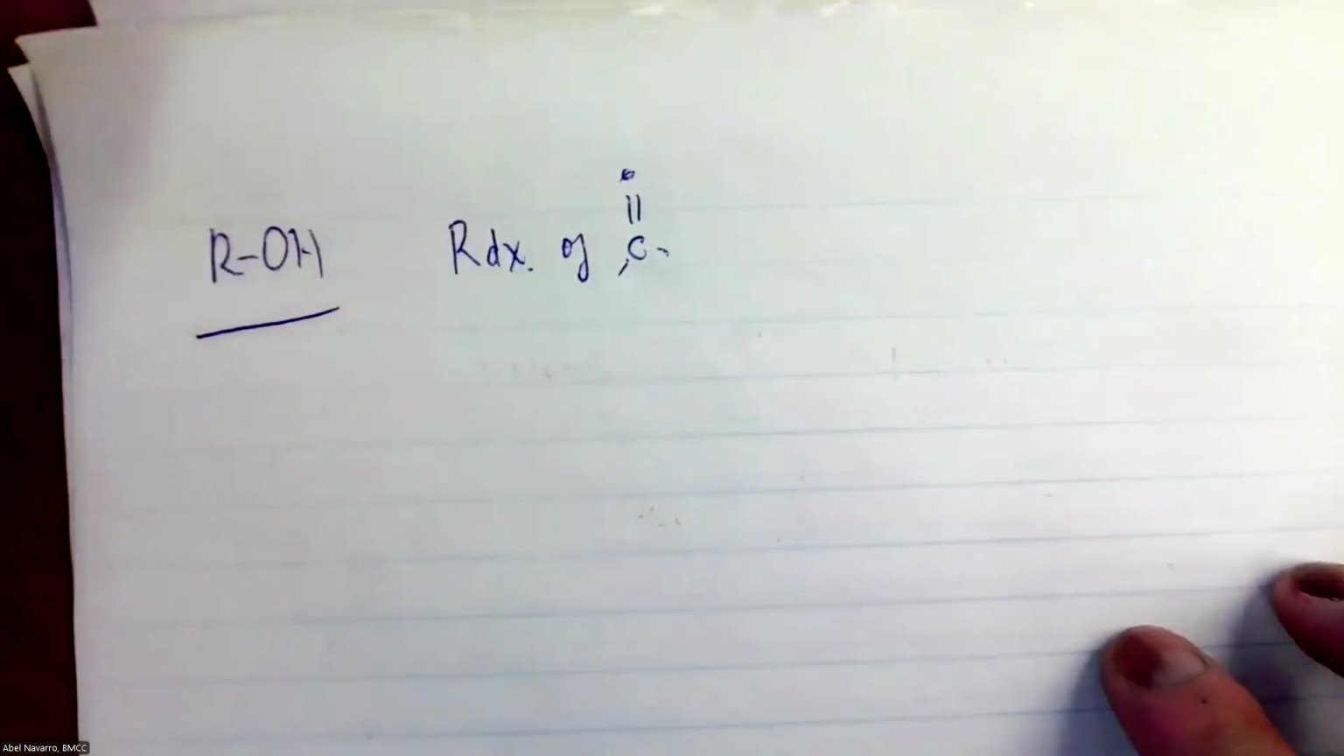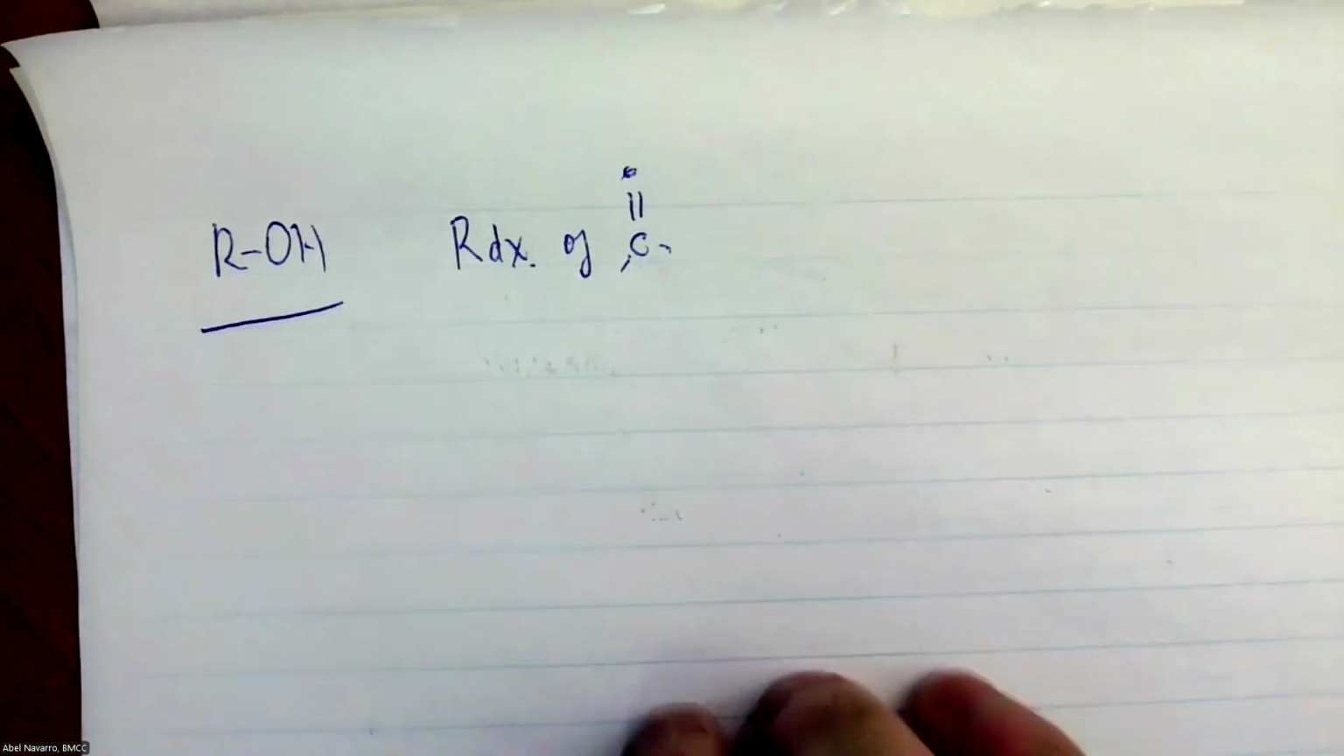Synthesis of alcohols. Okay, reduction of carbonyls. I just want to tell you something about organic compounds in general, which is the oxidation trend. How do I know that a compound is more oxidized?